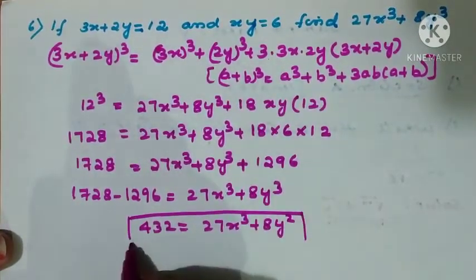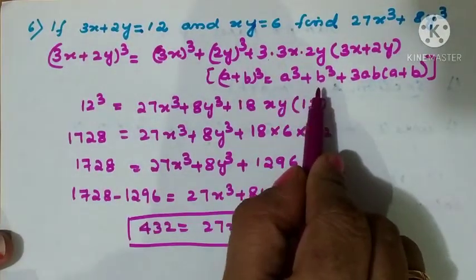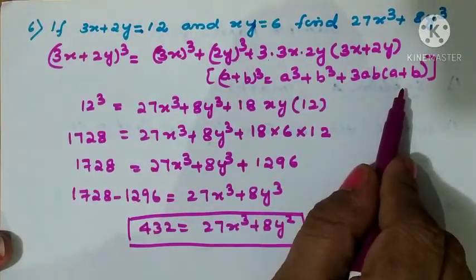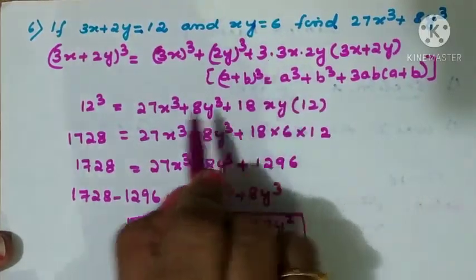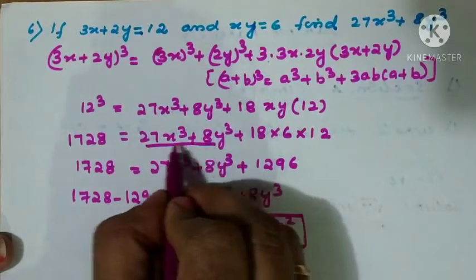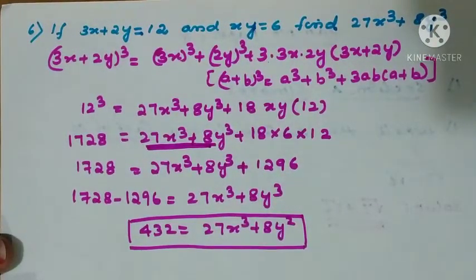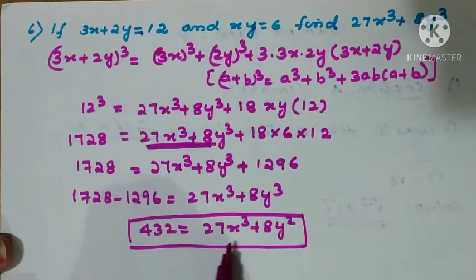This is the answer. Since it is a 2-mark question, you have to write the whole steps. So the a plus b whole cube formula we are using, which is a cube plus b cube plus 3ab into a plus b. Now based on the question we are substituting the values, and what is to be calculated we are keeping as it is. That is to be calculated means here, 27x cube plus 8y cube. So the remaining values we can substitute and solve. So we'll get the value for 27x cube plus 8y cube as 432.